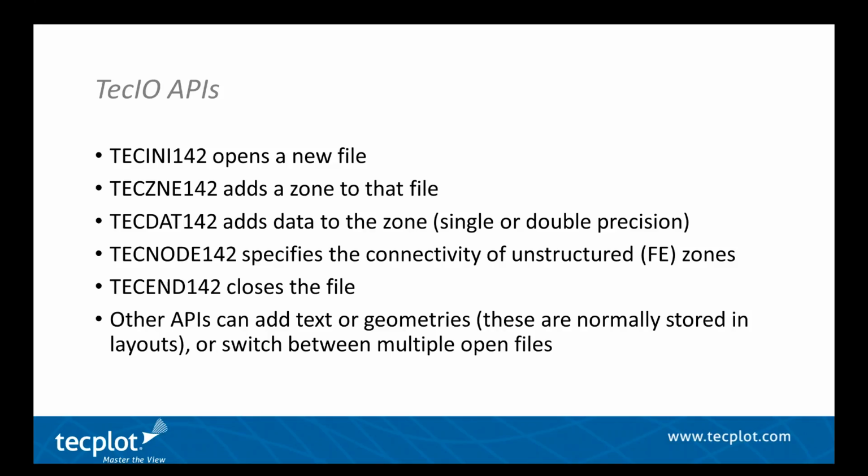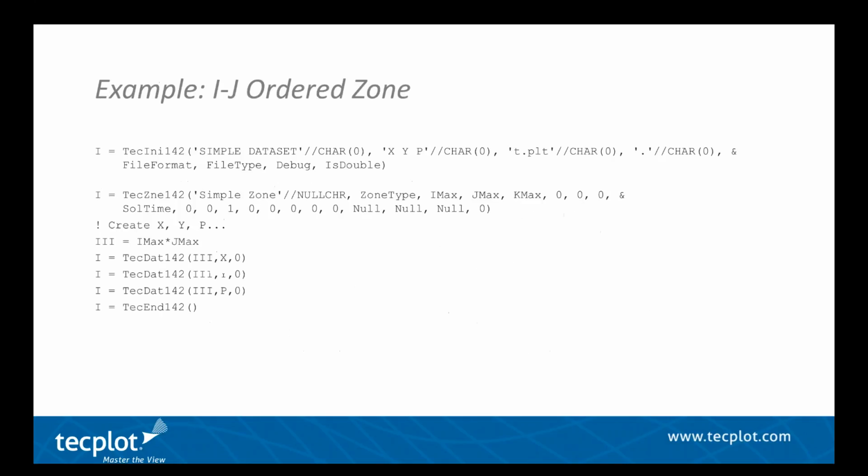Now there are a number of APIs with which you can add text or geometries or custom labels. These things are normally stored in layout files, but there are certain cases where it's advantageous to include text or a geometry in the data file, and these other APIs allow you to do that as well. Next slide, please.